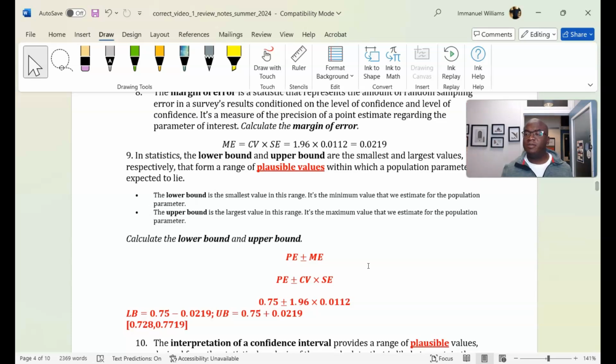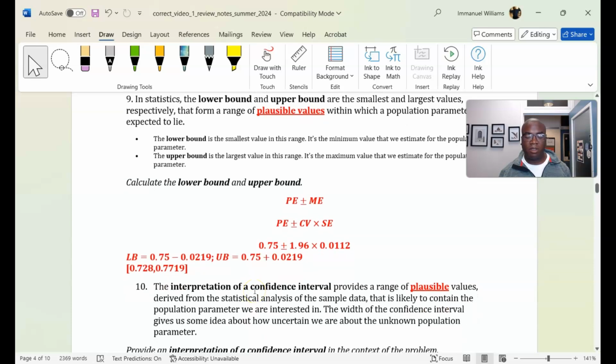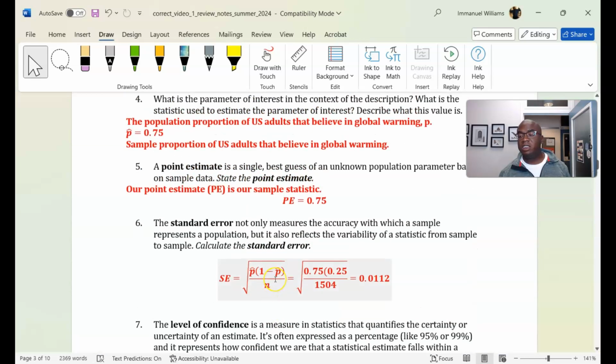Now, the most important part, interpretation. A confidence interval provides a range of plausible values derived from our statistical analysis of the sample that is likely to contain the population parameter we are interested in. The width of the confidence interval gives us some idea about how certain we are about the unknown population parameter. One thing to emphasize here, which could show up on a quiz, is that if we were to change our sample size, it is going to have an impact on our range of plausible values. So the bigger the data, the narrower our interval is. The smaller the data, the more variability we should see.